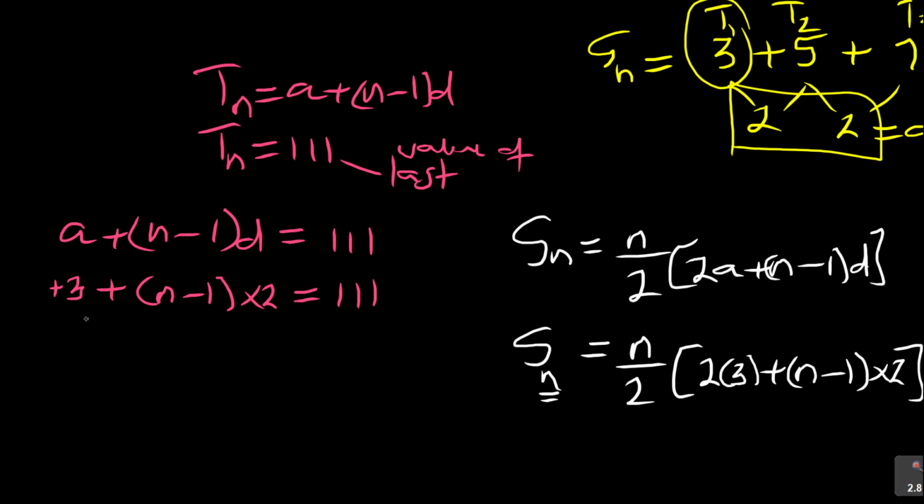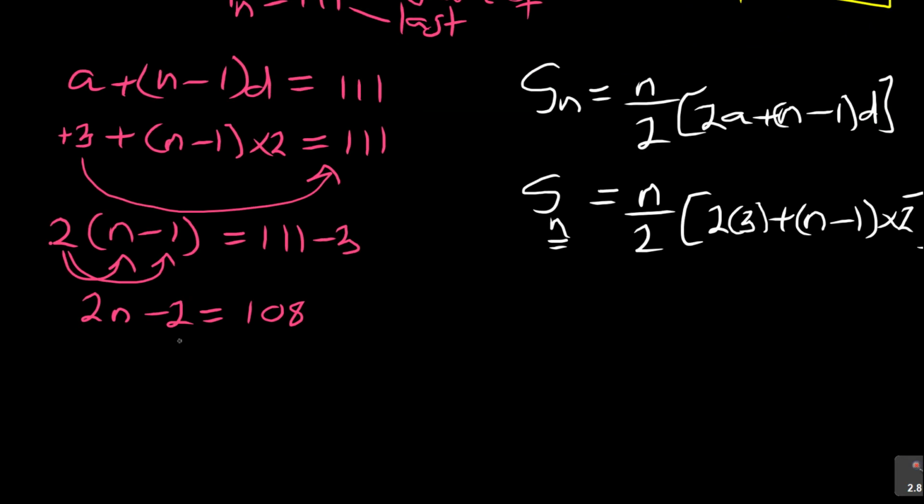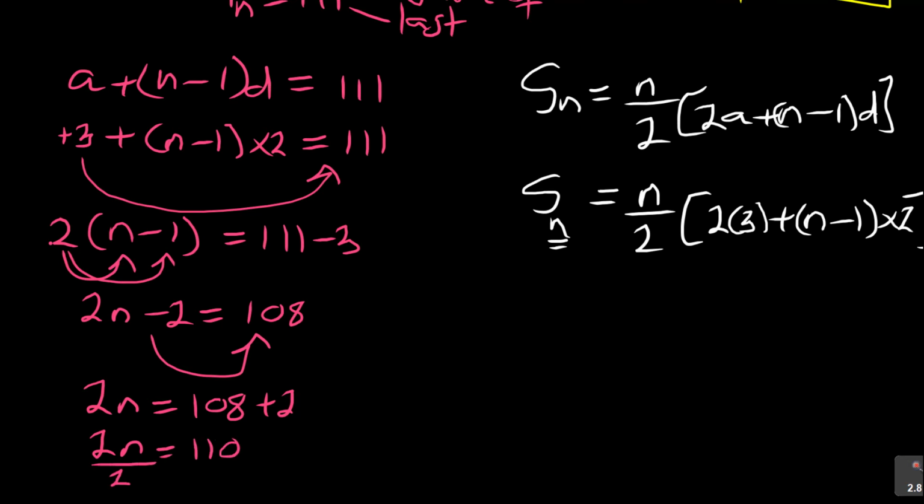Now 3 is positive here, take it to the other side to join 111. So you will have 2 times (n minus 1), I said put 2 first, is equal to 111 minus 3. So open that bracket there. 2 times n is 2n. 2 times 2 is 4, minus 4 is equal to 108. So then you say in here, take that to the other side. You've got 2n is equal to 108 plus 2, so 2n is equal to 110 over 2.